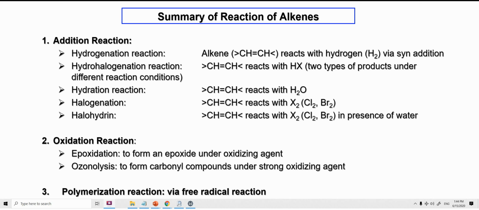Today we are going to continue to discuss the reactions of alkene. Last class, I briefly gave you the ideas about the different types of reactions of alkene. Generally speaking, you can have three types. The first one called addition reaction, a second one called oxidation reaction, the third one called polymerization reaction.